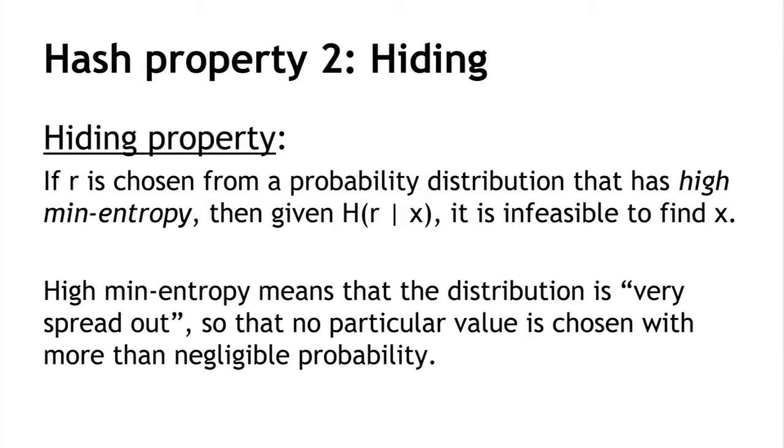And what does high min-entropy mean? Well, it captures this intuitive idea that r is chosen from a distribution that's really spread out. Specifically, there's no particular value that r could have had that would occur with more than a negligible probability. So for example, if r is chosen uniformly from among all of the strings that are 256 bits long, then any particular string was chosen with probability 1 in 2 to the 256, which is truly a negligible value. As long as r was chosen that way, then the hash of r concatenated with x is going to hide x. And that's the hiding property that the hash function will be deemed to have.